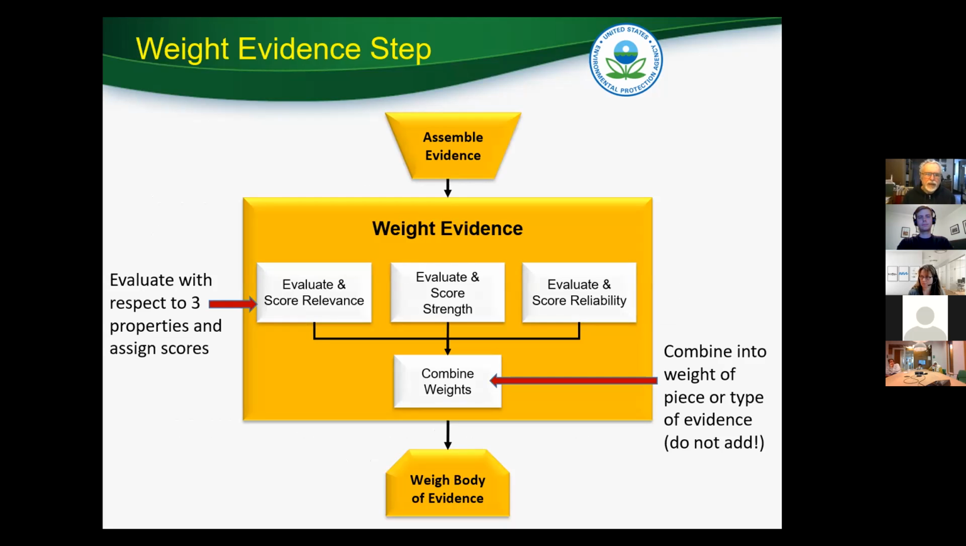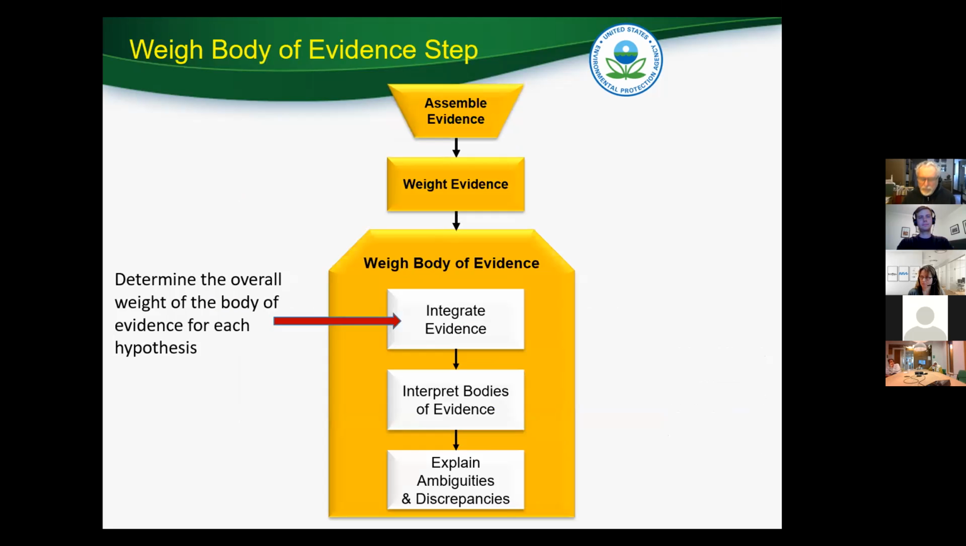Once you've evaluated and scored with respect to those properties, then you combine them into an overall weight for a piece or type of evidence. And you don't add the pluses and minuses, and you don't use numeric scores, because these aren't quantities. If you do add them up, you're going to come up with some nonsensical results. For example, well, I think we'll get to that again later.